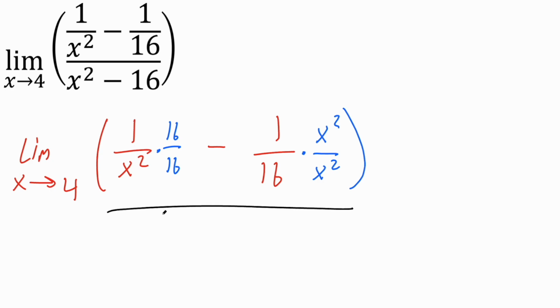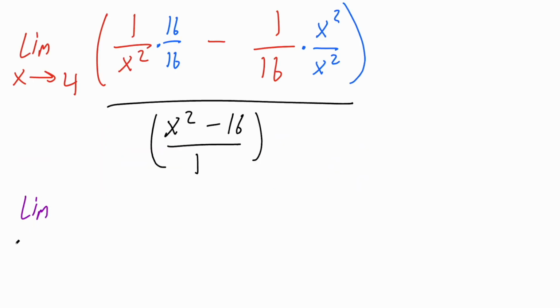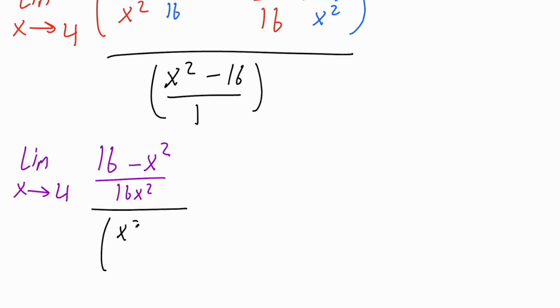And this whole piece, we're going to divide by x squared minus 16. Instead, you could say divide by 1. That's the same. x squared minus 16 is the same as x squared minus 16 divided by 1. Okay, so we're going to clean it up. We have the limit as x approaches 4. So we have 1 times 16, which is just 16. Negative 1 times x squared is just negative x squared, divided by, we have 16x squared as our common denominator for our top piece. So 16x squared, divided by this piece right here. So we have x squared minus 16 divided by 1, close parentheses.